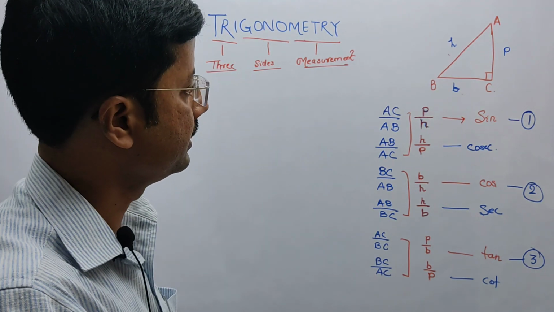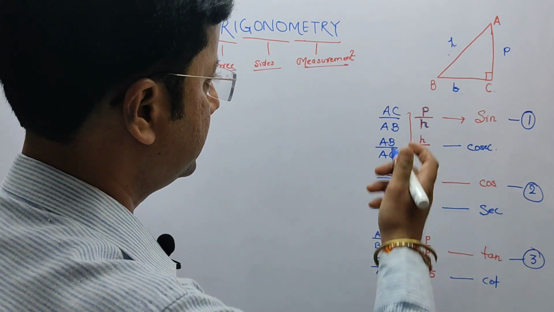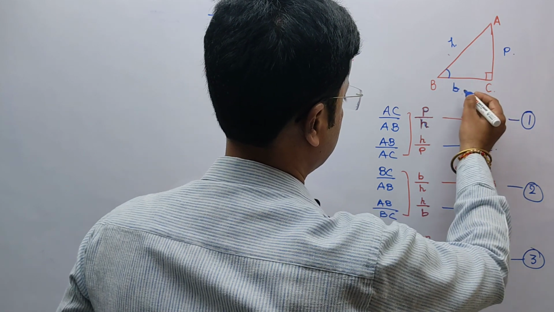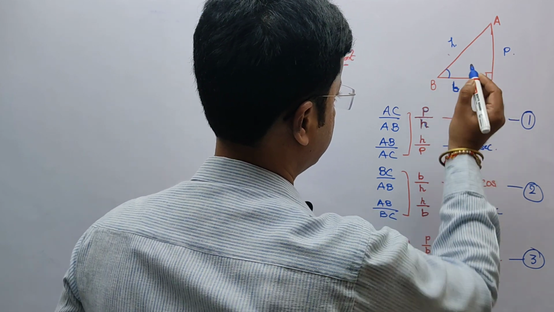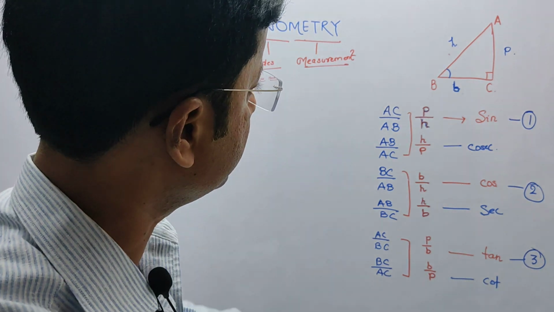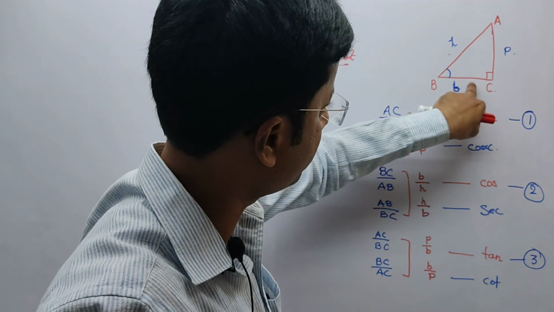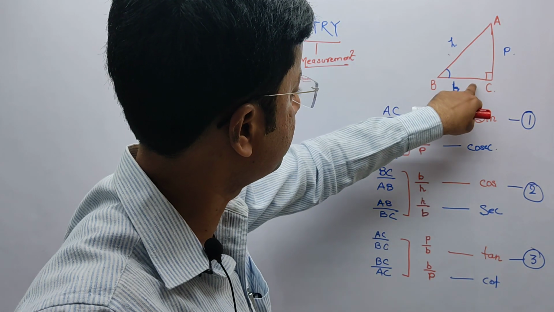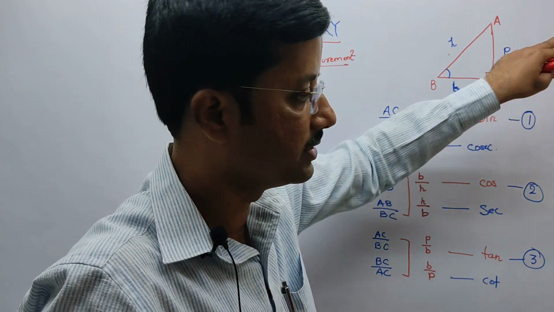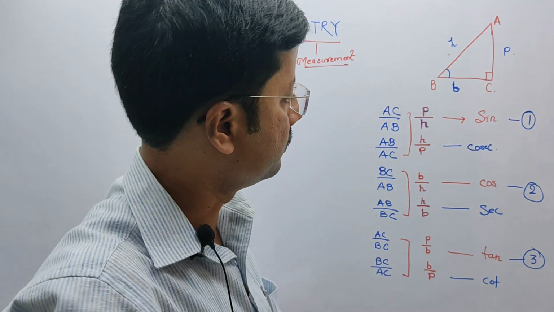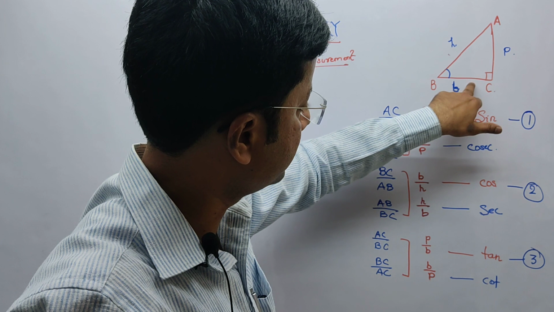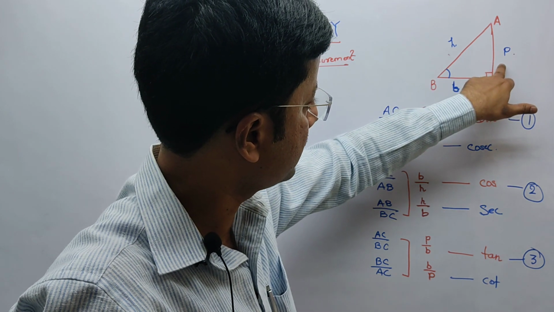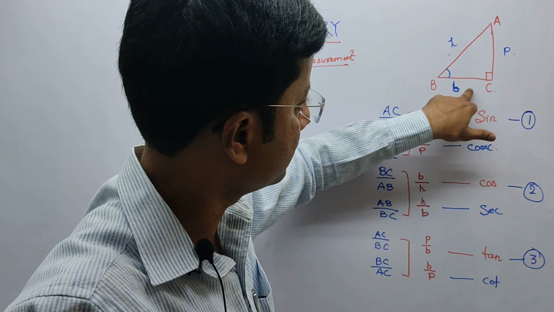Now see here, in this right angle triangle, I have written this as perpendicular and this as base, but if I want to take this as perpendicular and this as base, why can't we? We can also take this as perpendicular and this as base, because this also makes a 90-degree angle, this also makes a 90-degree angle. So this also can be taken as perpendicular.